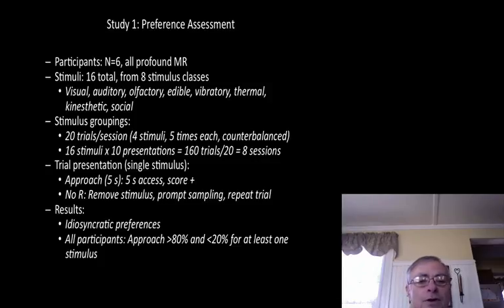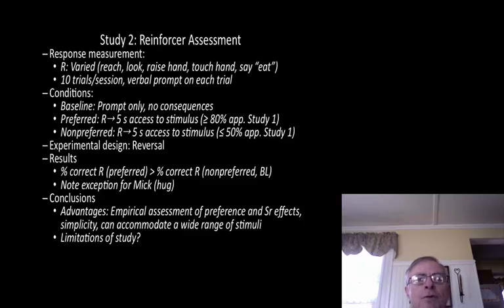The results were very idiosyncratic preferences. Some people liked one thing, some people liked others. All participants' approach was greater than 80% and less than 20% for at least one stimulus. So they were seeing highly discriminable responding between one stimulus and something else, and they were actually able to get reasonably good results showing that there were high preferences for some things and low preferences for others. Study 2 was a reinforcer assessment.